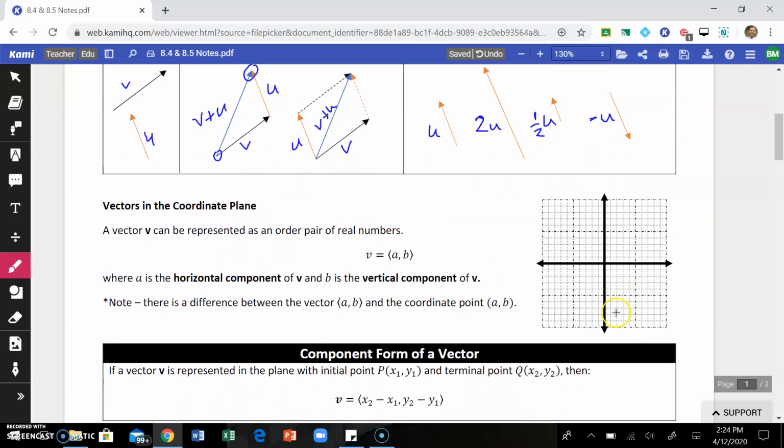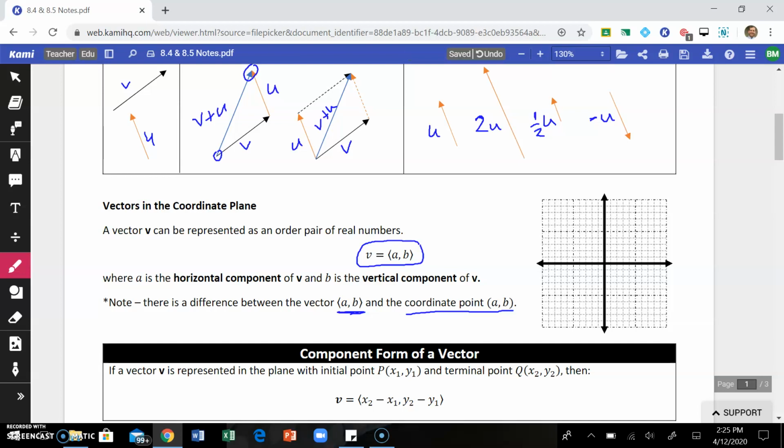Okay, this is a part where people always get confused. So we are going to write vectors in what is called component form, and that is what you see right here. So the vector v can be written as a comma b, and notice these are not parentheses. They're kind of like arrow tips. But a is simply the horizontal component of vector v, and b is the vertical component of vector v. And I did put a note here. This is not the exact same thing as the coordinate point a comma b. So here's what I mean by that.